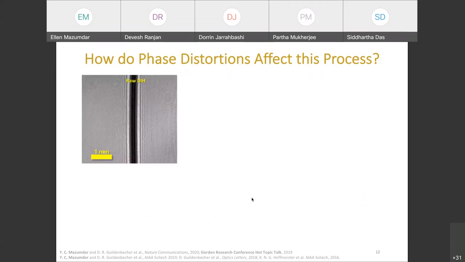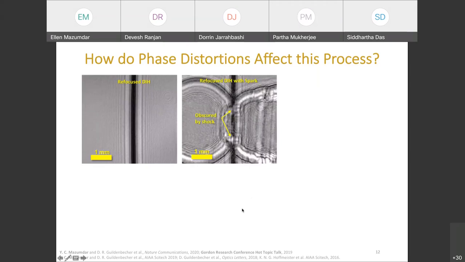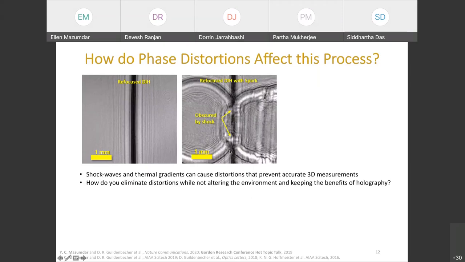If you start off with raw holograms of a wire, this is a vertical wire, and you add a laser spark in front of it, the laser spark is going to create a little bit of a shock wave in the front. When you try to numerically refocus them, the one without the shock in it is going to refocus okay, and the one with the shock in it is not going to refocus very well at all. You're going to get all these distortions and you basically can't see the object anymore.